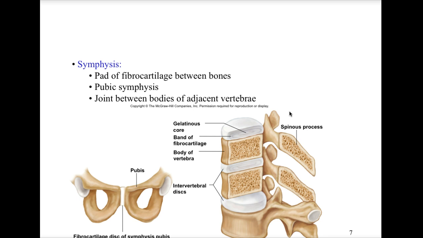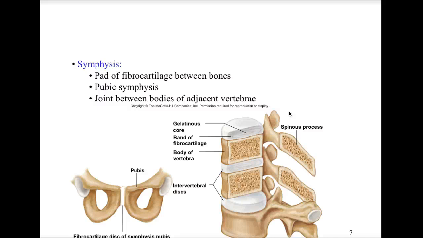The other type is the symphysis, and when we get to the pelvic girdle in our study of the skeletal system, we'll look at that a little bit more. But the symphysis is a pad of fibrocartilage that occurs between bones. We do see that this pad or plate of fibrocartilage will act as a shock absorber. So it is compressible and it will absorb shock. It does have limited movement, so they're amphiarthrotic joints.